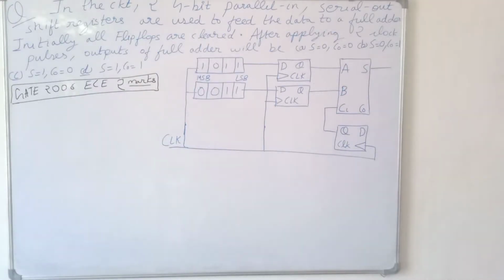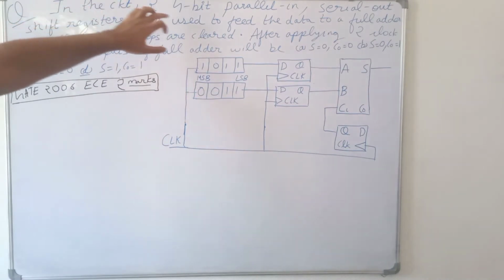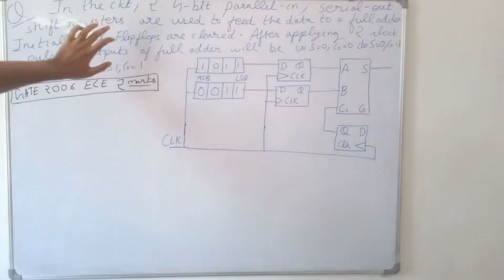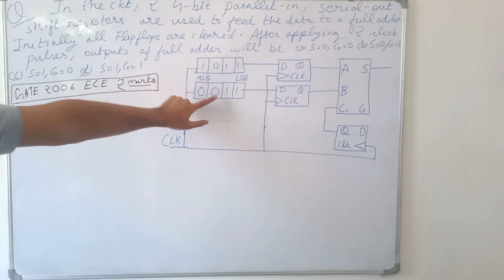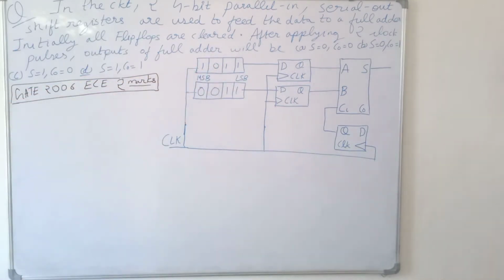So we are doing a question from GATE 2006 electronics branch, 2 marks. This question was also by IIT Kharagpur, so it is very important for GATE 2022. In this circuit, two 4-bit parallel in serial out shift registers are used.